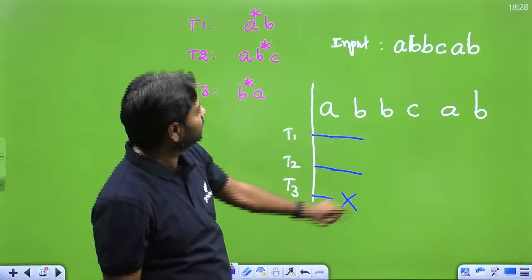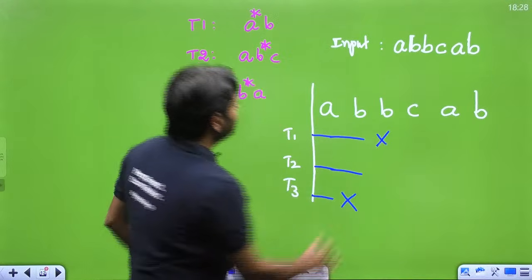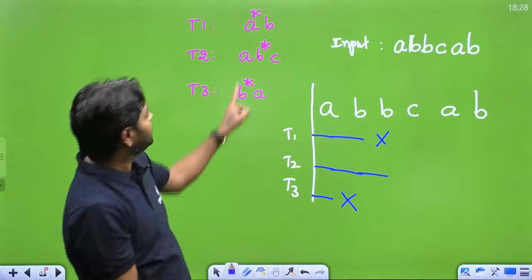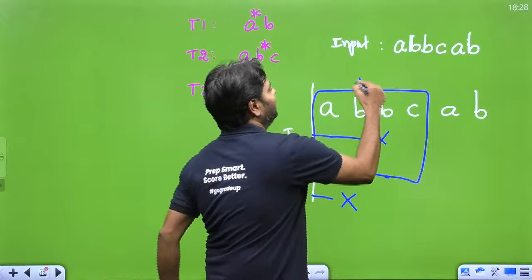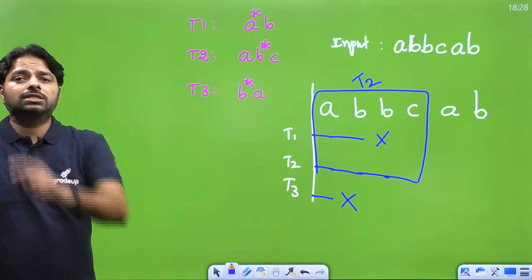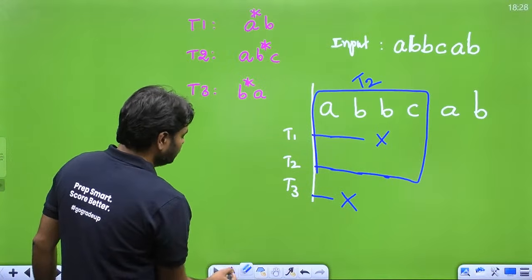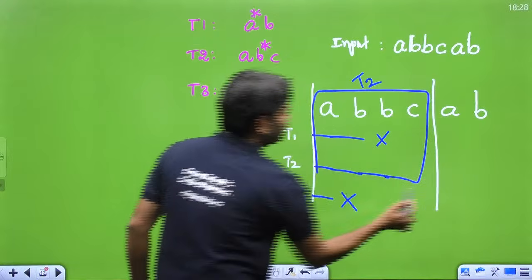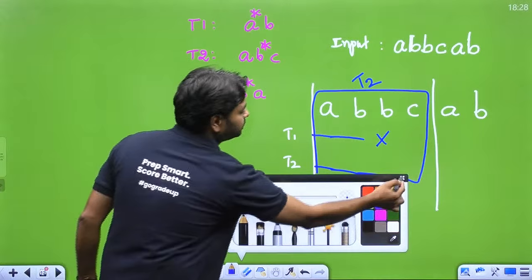Now after AB, can you generate another B? No, T1 fails here. But T2 can still continue: AB, B, and then C, and this is only matched by T2. Everybody agree? Now everybody starts the race again from here onwards. Let me begin again.